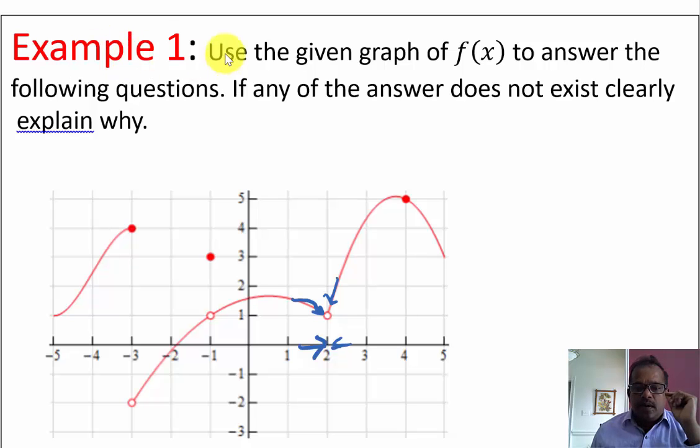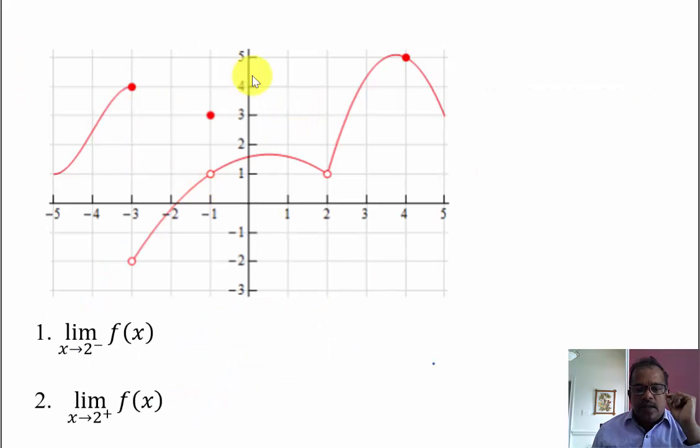Example 1. Use the given graph of f(x) to answer the following questions. If any of the answers does not exist, clearly explain why. So here is the graph.